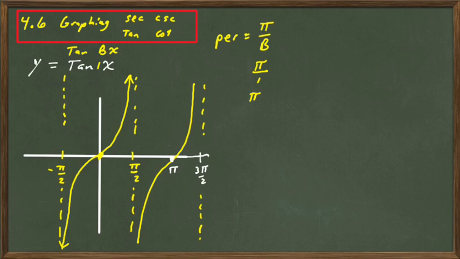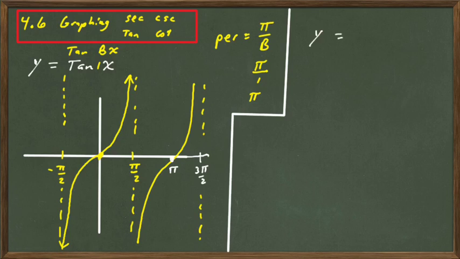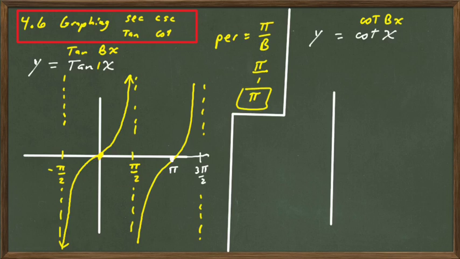I'm not going to give you phase shifts on tangent or cotangent, but I am going to have you adjust the period. Here's the standard one. The period is pi. Next one I'm going to do is a cotangent. So let's look at a cotangent one. If I said y equaled cotangent of x, remember that it is still bx, so the b is still 1, the period is still pi.